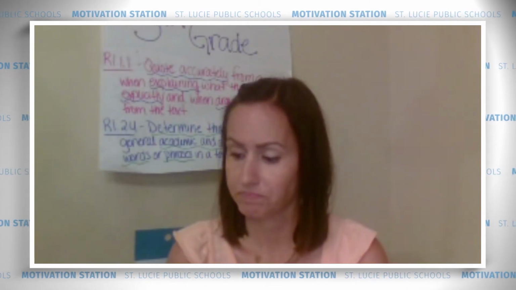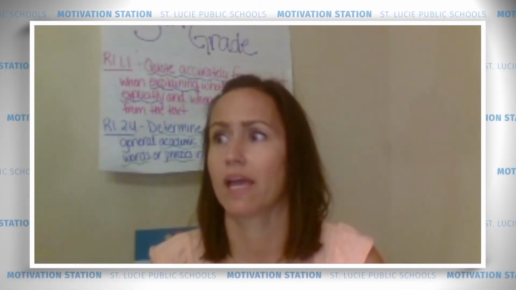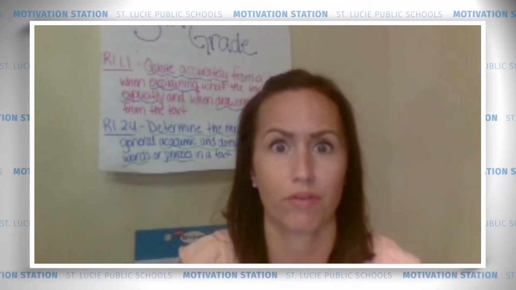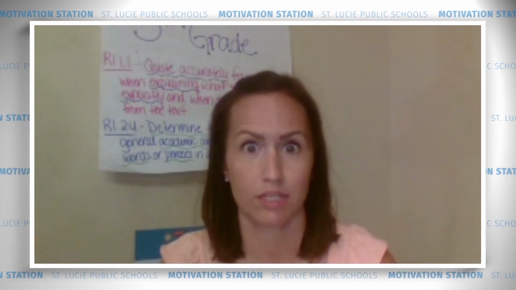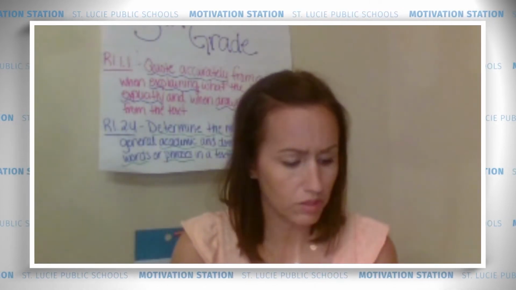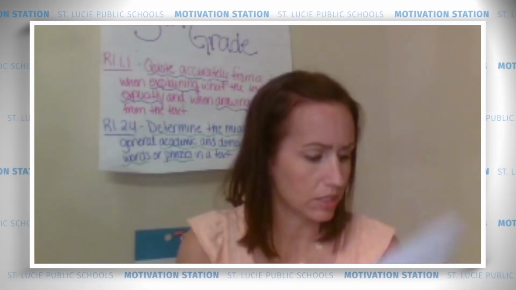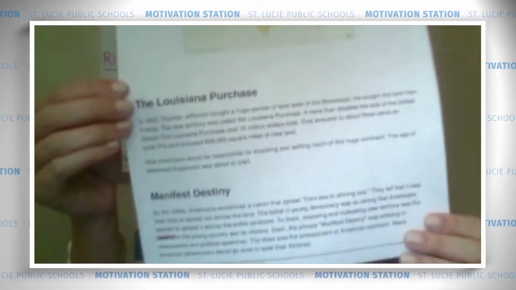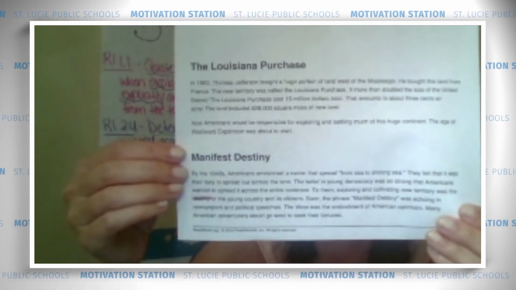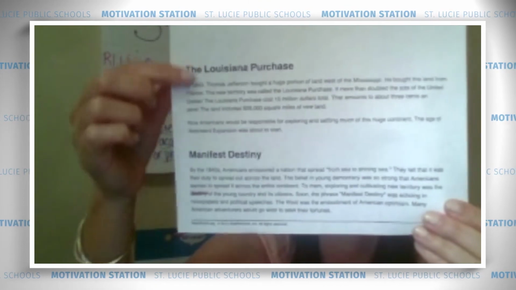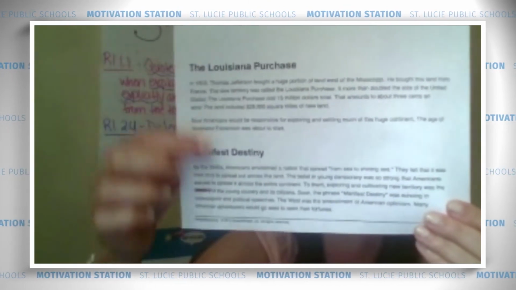If the author is saying that the United States is the best place to live, what reasons or evidence is the author using to say the United States is the best place to live? So in this text, it talks about the Louisiana Purchase and the Manifest Destiny. So what points and evidence are made in each of these sections?